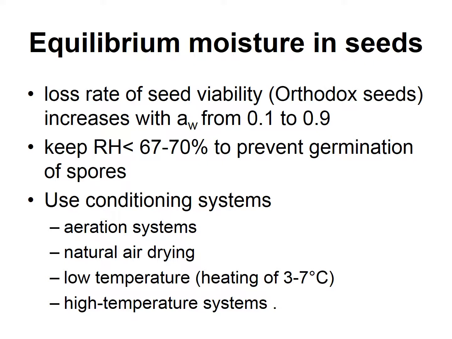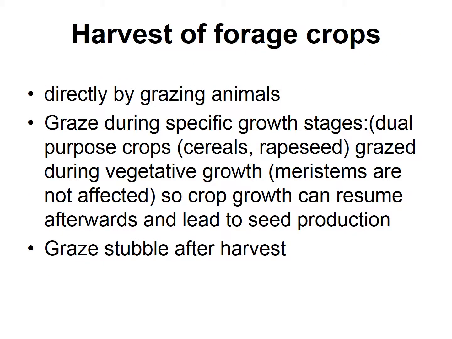If required, we might use conditioning systems that can be classified in aeration systems, systems with natural air drying, low temperature systems that allow heating the air between 3 and 7 degrees, and high temperature systems. In summary, we have seen that the harvest of seeds basically depends on the water content of the seeds that might require drying after harvest.